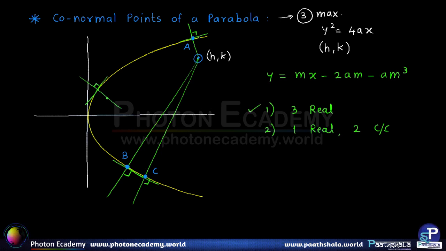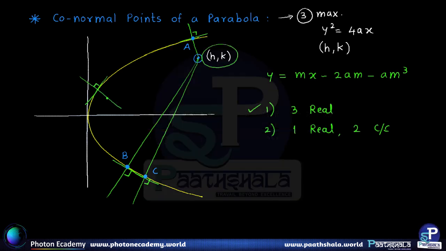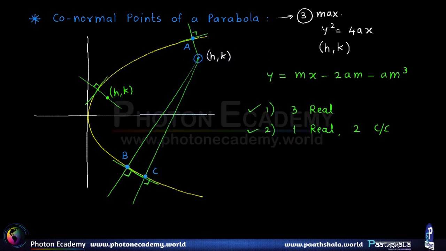3 real roots indicates that there are 3 different normals possible to be drawn from the point h comma k, or only one real normal that can be drawn from the given point h comma k, like that. So that is how the number of normals is decided.